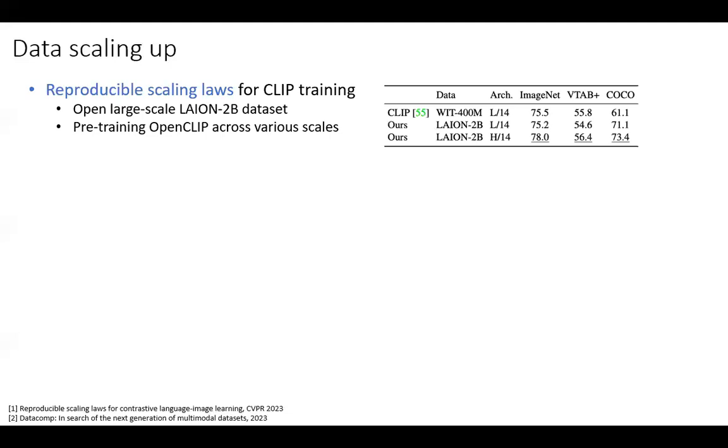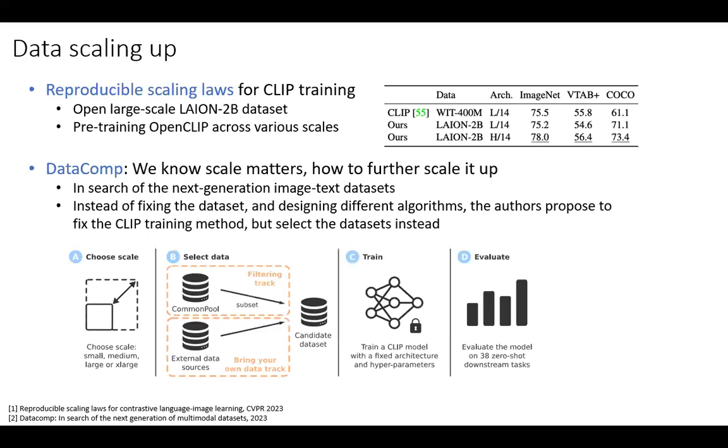So for data scaling, in this year's CVPR there's a paper called Reproducible Scaling Laws for Contrastive Language-Image Learning. Using the open source large scale dataset of around 2 billion samples, they can pre-train the OpenCLIP model across various scales. And then recently, another interesting paper is DataComp. We know scale matters, especially the data scale, right? But how can we further scale it up? Are we just scaling it up using noisy and noisier data?